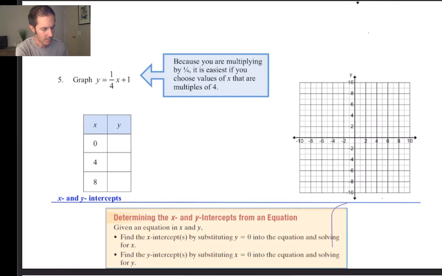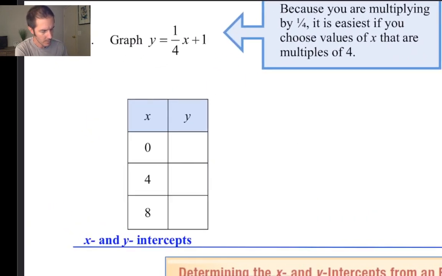So let's look at 0 first. I'm just going to do these in my head. 0 plugged in for x, 1/4 times 0 is 0, plus 1 is 1. And then let's plug in an x value of 4. 4 times 1/4 is 1, plus 1 makes 2. 8 times 1/4 is 2, plus 1 is 3. And if we plugged in an x value of 12, I bet you can guess what the y value would be.